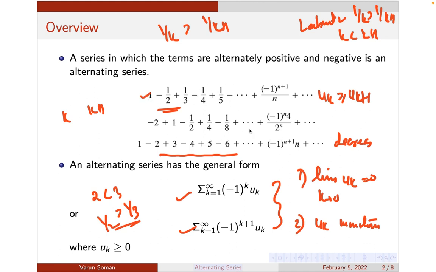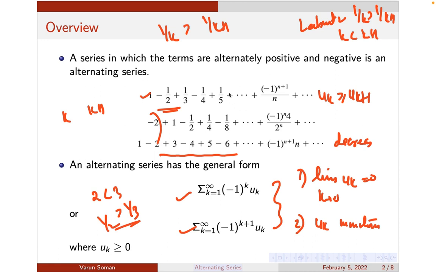If you look at this series also, you can see that the terms are monotonically decreasing. If you just ignore this term, the terms are monotonically decreasing. Even if you don't ignore it, it's true. You don't look at the signs here. So here u_k, you are taking u_k without the sign. So these terms are monotonically decreasing.